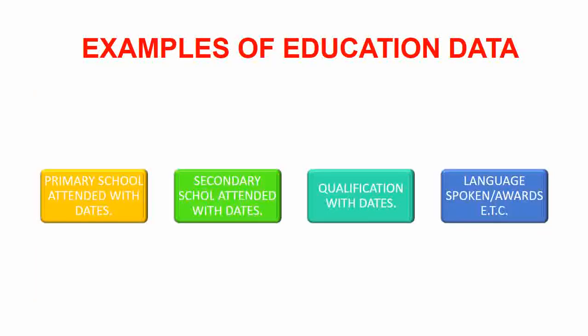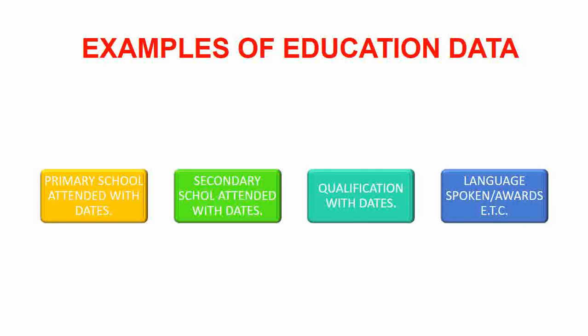So let's talk about education data. For you to be here, you must have attended a primary school. So it's part of your education data. The date you finished from that school, those things are education data. Secondary school, you already have a secondary school, which is Igbobi Junior High School. Definitely after this, you go to the senior high school.